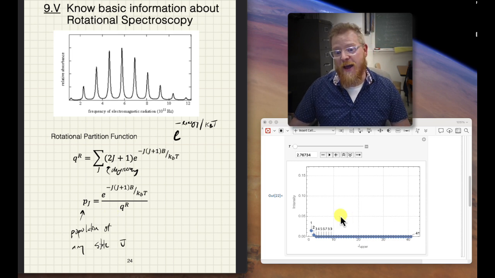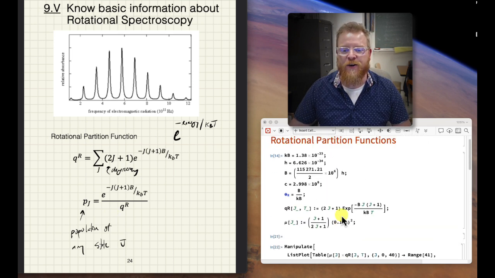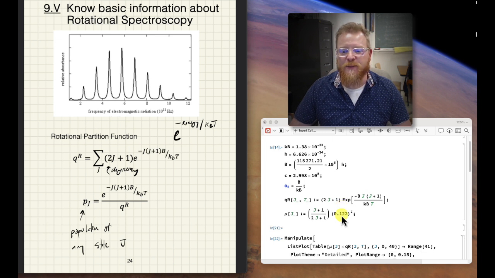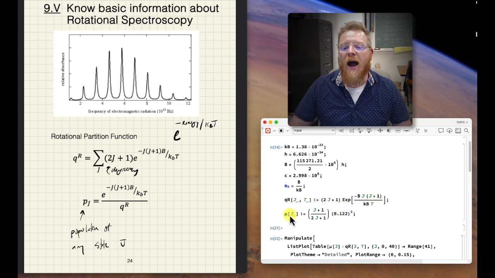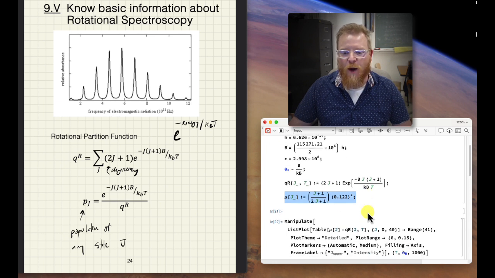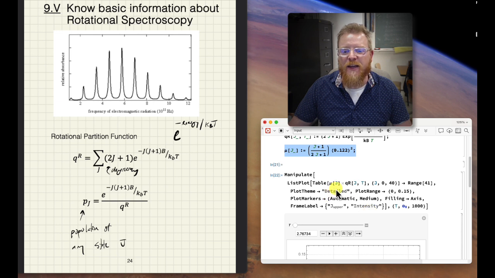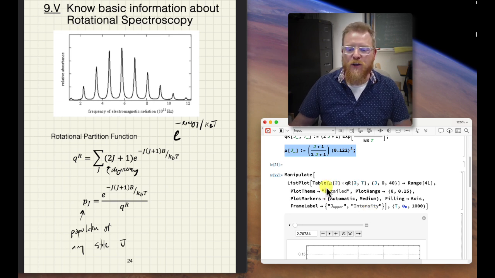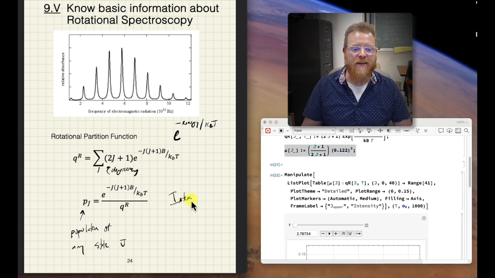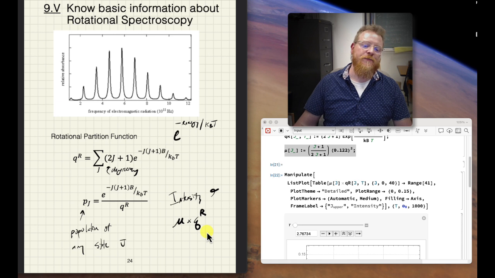So you notice I've got this Mathematica thing going on here. I've got a very cool calculation where I'm setting up an approximate relationship with my partition function as well as my dipole moment operator. And this is for the carbon monoxide molecule. Now I'm going to say that my population is proportional to mu times QR. So we can say that the intensity is proportional to the dipole moment multiplied by the partition function.